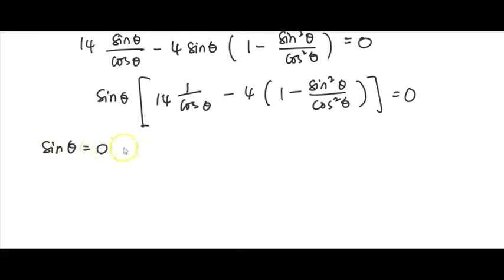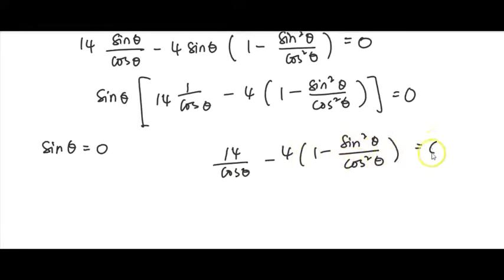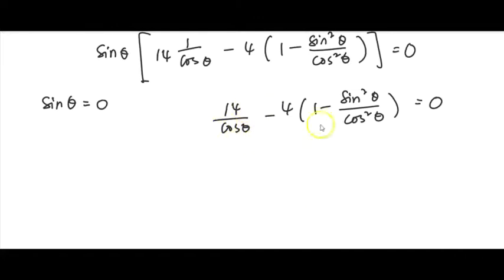One is sine theta equals to 0. Another one is 14 over cos theta minus 4, 1 minus sine squared theta over cos squared theta equals to 0. So here, later on, we're going to solve for this. Now, we try to simplify this equation first. I multiply both sides by cos squared theta. I got 14 cos theta minus 4 cos squared theta.